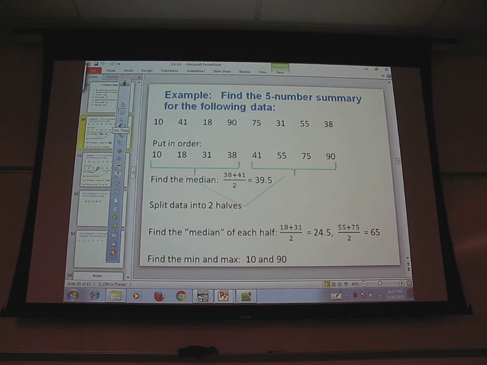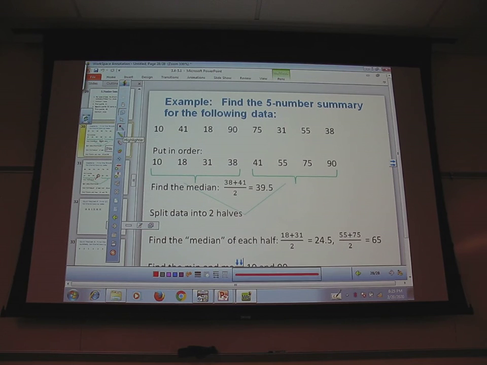Here's an example, 5-number summary. So here's my data up here. First, put your data in order. If you don't put it in order, then all you have is a bunch of garbage, and you've done all this work for nothing. Put it in order, and then I'm going to split it perfectly in half. Lower half, upper half. Then I'm going to find the quartile of the first half. There's 4 items, so I need to take these 2 and average them. That's my Q1. So if I average 18 plus 31 over 2, I get 24.5.